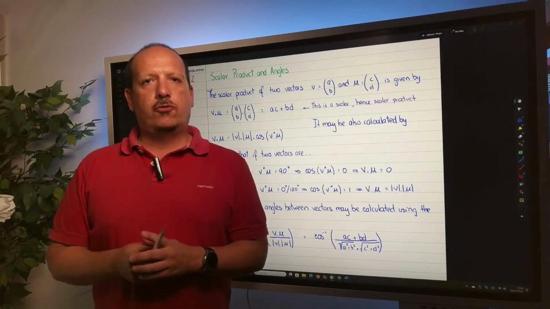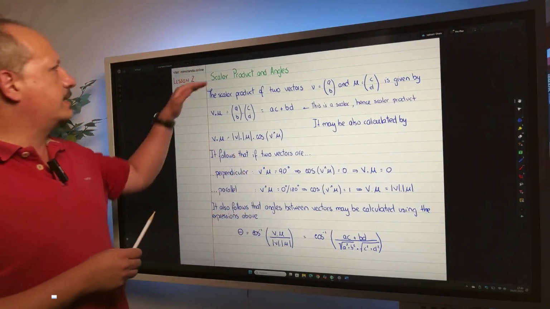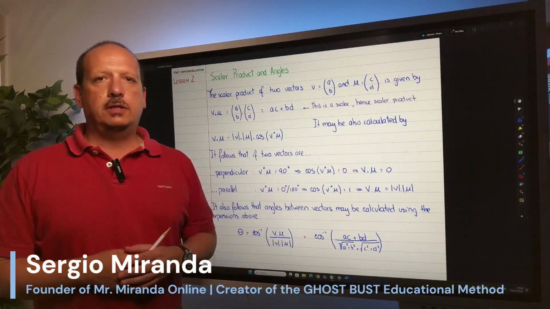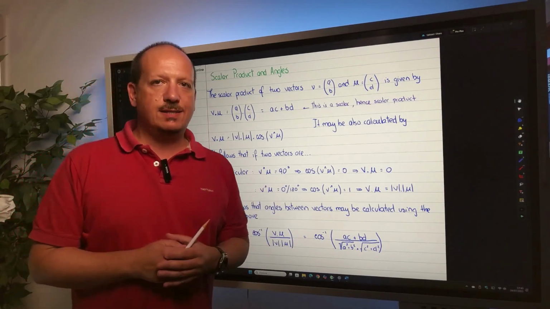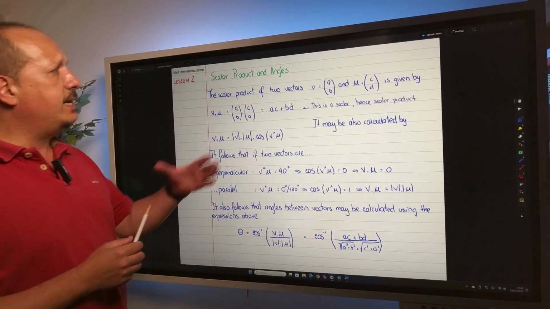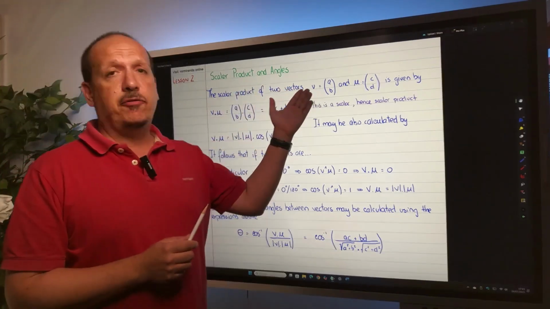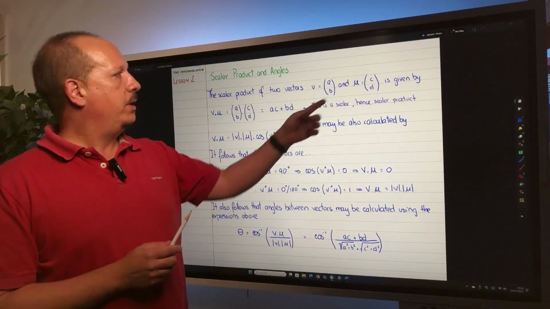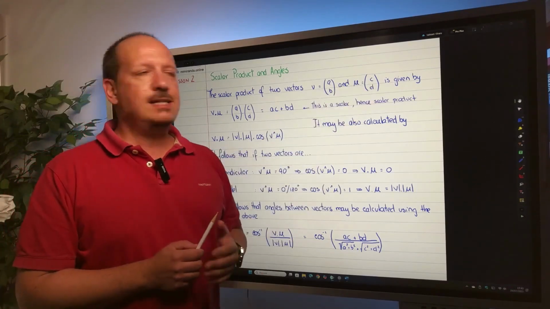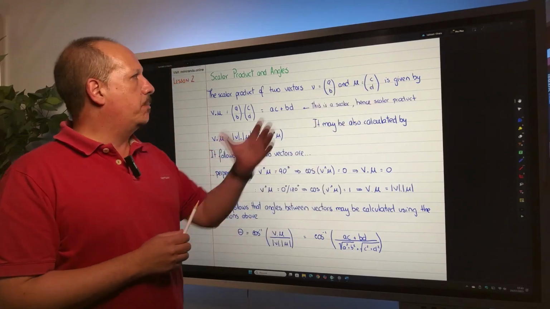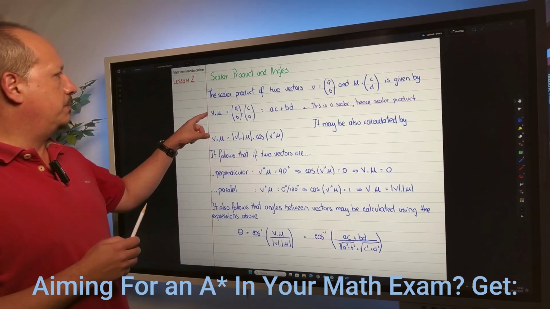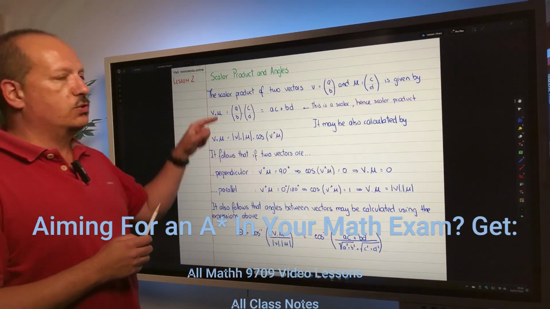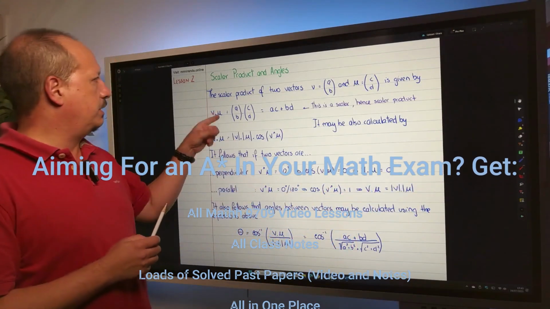Let's now talk, for lesson 2, about the scalar product of two vectors and how this relates to the angle between these vectors. So let's say that we have a vector v with components a, b, and a vector u with components c, d. The scalar product of these two vectors, which is represented by this dot, is also called the dot product. Don't put here times.